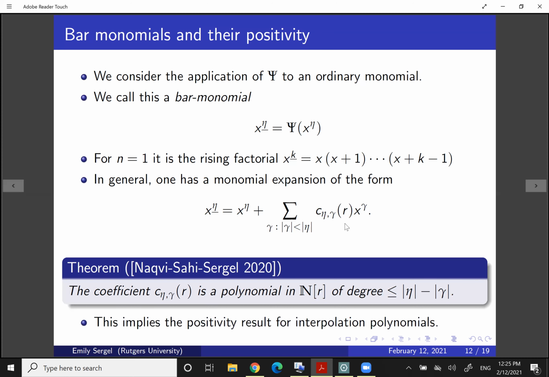And this will imply that positivity, because now we'll take the Knop-Sahi result, which says how you combine regular monomials in a positive way to get Jack polynomials. And then we'll apply our dehomogenization operator and get a positive combination of bar monomials, which equals our interpolation polynomial. So all the positivity is going to go through because of that.